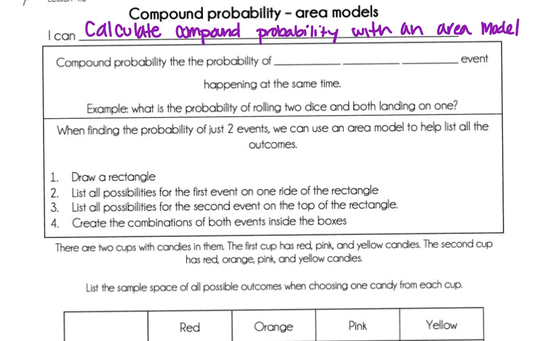The next few things we're going to talk about with compound probability are different ways to visualize the different combinations. Compound probability is the probability of two or more events happening at the same time. Like with the bag of marbles, what's the probability of getting blue or green? That is different than blue and green, right? The and means that they're happening at the same time, but or means I'm okay with either option as long as I get one of them.